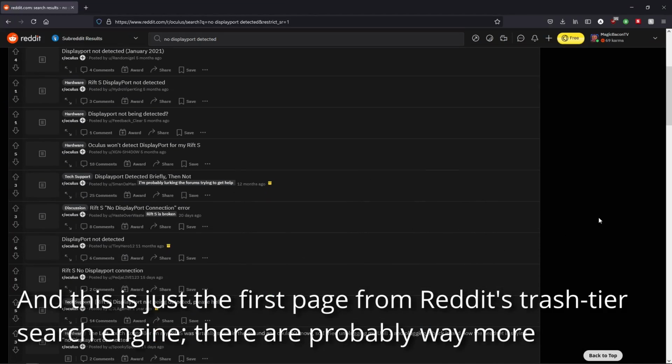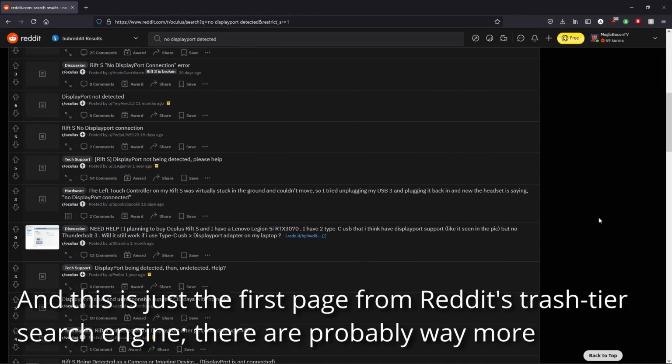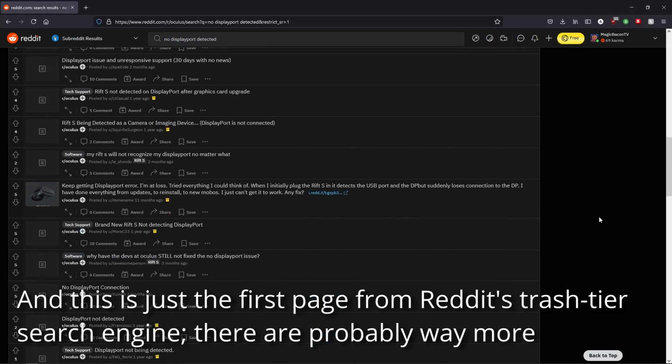And this isn't just a me issue. I've seen hundreds of threads on Reddit and the Oculus forums talking about this exact same DisplayPort issue, how the software and the new drivers have completely bricked their headsets. And this has been going on for months. Months. I've seen threads from 7-8 months ago, and these people still cannot get their headsets working, lest they have to buy a completely new unit, which is absurd, right?